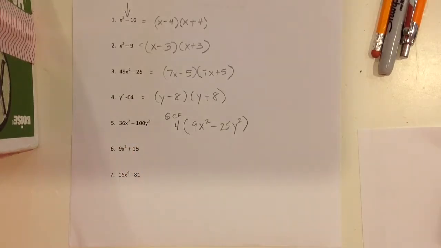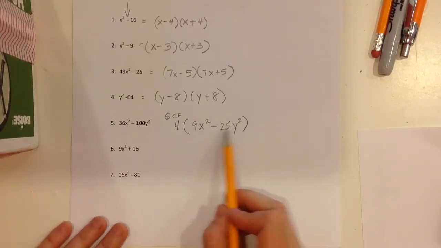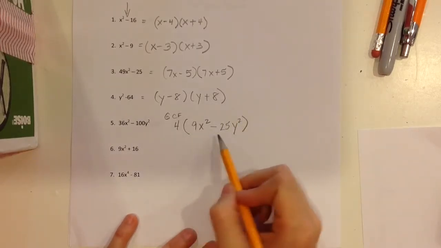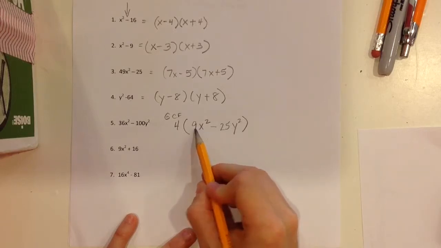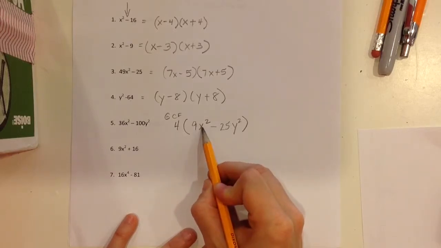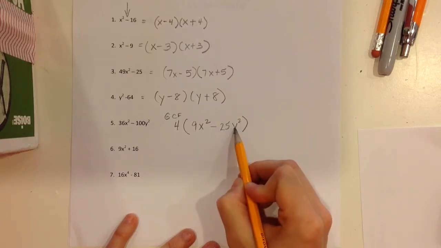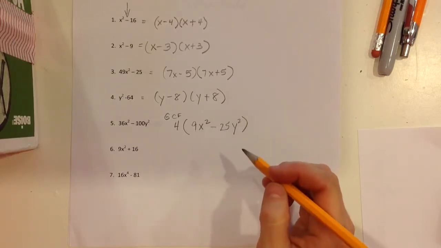Now, since I have a binomial left, and a binomial means two terms, and you can only do the difference of two squares with a binomial, okay? So since I have a binomial left, and I can take the square root of 9, I can take the square root of x squared, I can take the square root of 25, and I can take the square root of y squared, I can do the difference of two squares now.